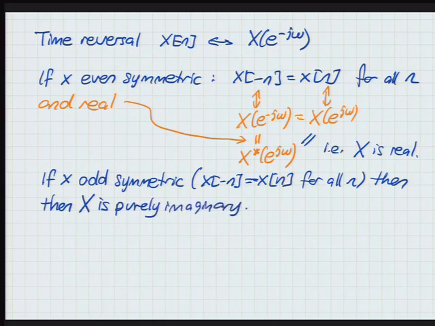All right, so we already used this property without quite proving it, because we had similar properties in continuous time. Last time I said it's even symmetric, therefore it is real. So we kind of used this already. Any questions?